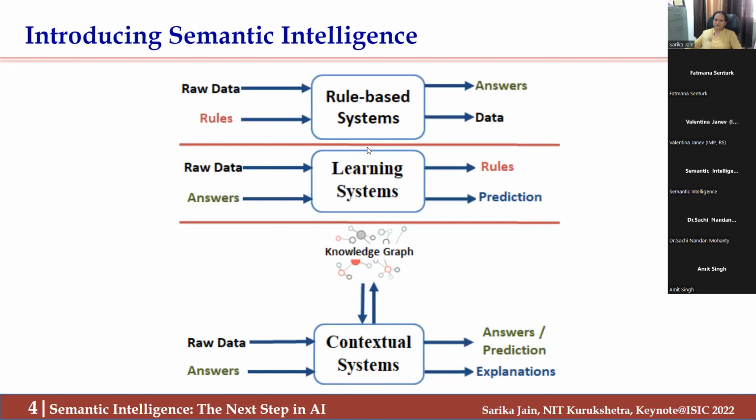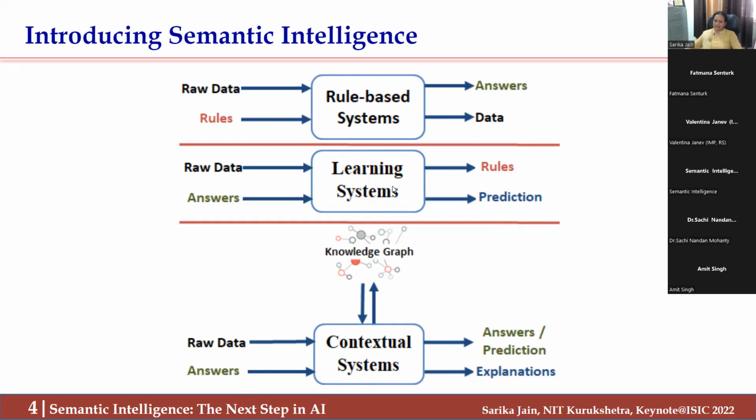Then learning systems came. In learning systems, exactly what machine learning is doing today, raw data is fed and some training data is also fed, and the answers are also fed along with it. Then they generate the models. The rules are generated as the outcome, and predictions, monitoring or recommendations are made.